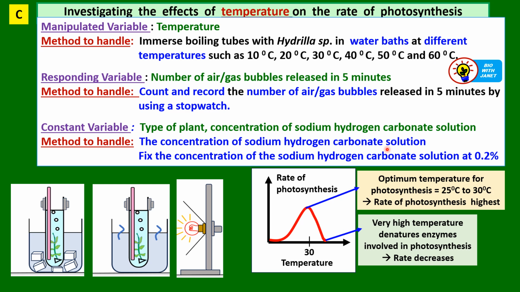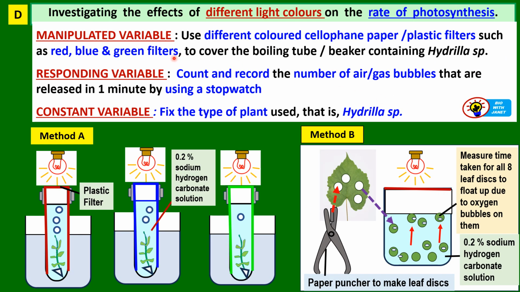Okay. Now, what is the effect of temperature on the rate of photosynthesis? So here is the graph of rate of photosynthesis against temperature. Okay, just for the theory part. And the optimum temperature for plants is 25 to 30 degrees Celsius around this region. All right. And this is when the rate of photosynthesis is the highest. Then at very high temperatures, the heat will denature the enzymes involved in photosynthesis, and the rate will decrease back to 0.